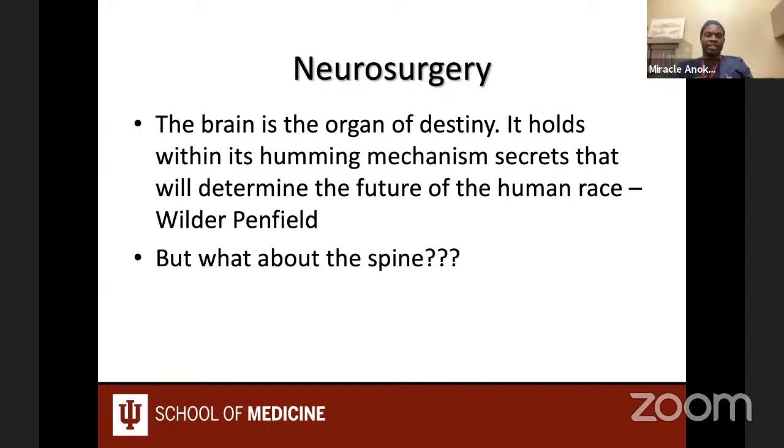There's so much about the brain itself that we still don't fully understand, but yet here we are going into and out of it, taking tumors out and treating patients and helping patients get better. But there's still so much that we need to learn, and there are so many secrets within the brain itself that it's exciting. And I can't wait to see what you all do in the future in discovering these areas of the brain. But then the question becomes, what about the spine? Father Penfield never talked about the spine. So hopefully one of you will find those humming mechanisms and secrets within the spine itself and be a future spine surgeon like I hope to be.